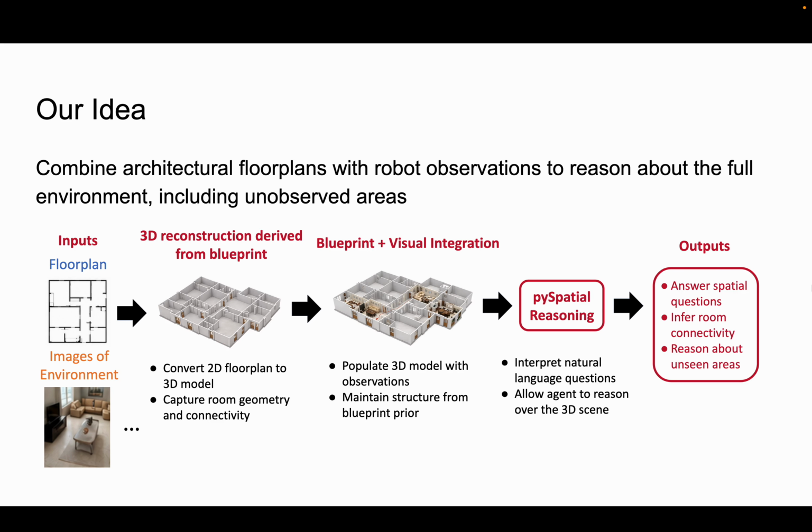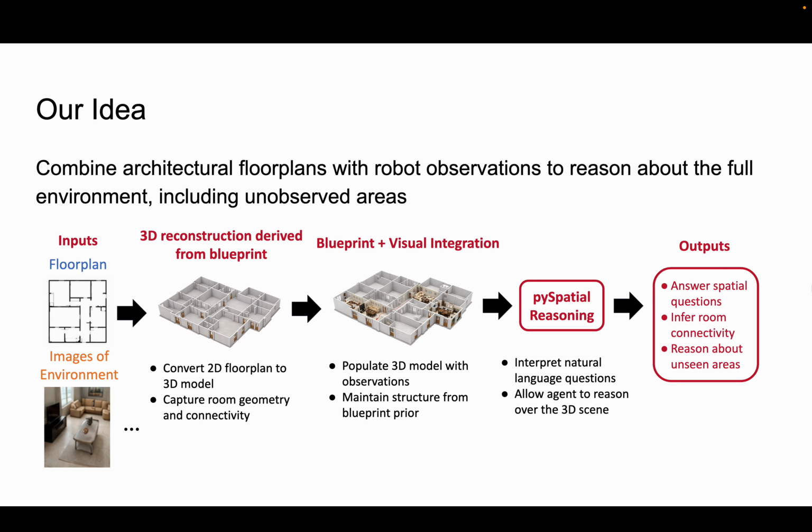Our idea is to augment the robot's observations with information that may already exist before the robot ever enters the building, an architectural floor plan. The framework starts with two inputs. We have the building floor plan, and we have the visual observations collected by the robot. First, we use a framework called Plan to Scene to convert the 2D floor plan into a structured 3D representation. Even before the robot has explored the entire building, this can give us global information about things like room geometry and connectivity. We can then integrate the robot's visual observations into that representation.